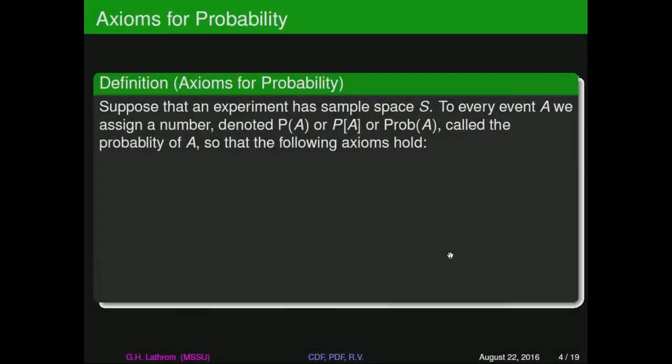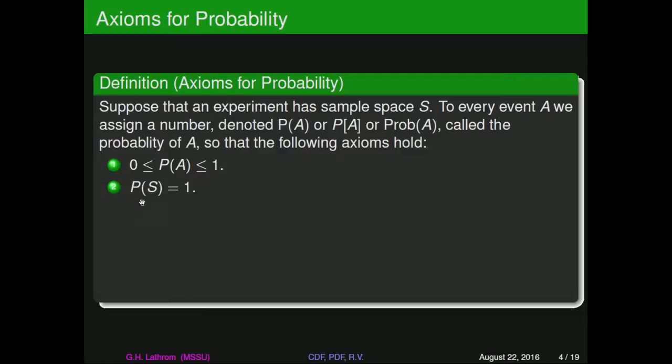Alright, so let's review our axioms for probability. We have a sample space, and we've got an event in this experiment that has a sample space S. Some things that we want to hold for the probability of the event is that the probability of an event will always be between 0 and 1 inclusive.